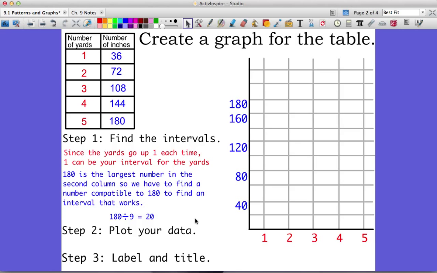The next thing that you need to do is plot your data. Okay, so in this case, when we plot our data, we look at 1 yard, gives us 36 inches. So I take 1 yard and I go up to 36 inches. Now this isn't perfect because we're not going up by ones, so we want to make sure we're a little bit over half, closer to 40 than we would be to 20. Same thing, 2 yards gives me 72 inches. 3 yards gives me 108 inches. 4 gives me 144, and 5 yards gives me 180.